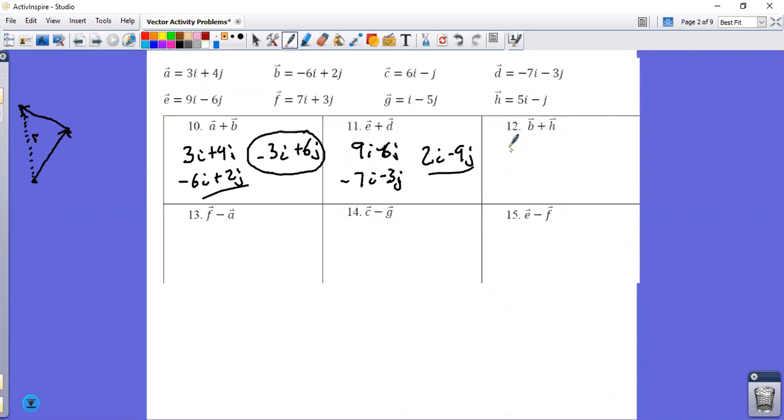Yep. B plus H. B is -6i plus 2j. H is 5i minus 1j. So what would that one be? Who's got that one? -1i. Oh, and then it'd be positive 1j. Right. You don't need the 1 there. Oh, my thing froze. There it is. You don't need the 1. You could just write -i plus j for that one. Perfect.